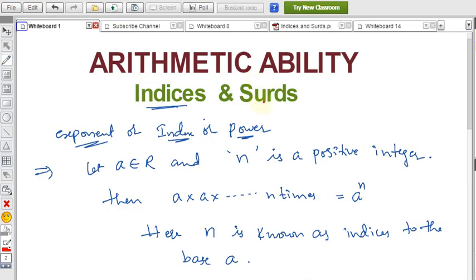Now next we will discuss surds. After discussing surds, let us go for the topic briefly.